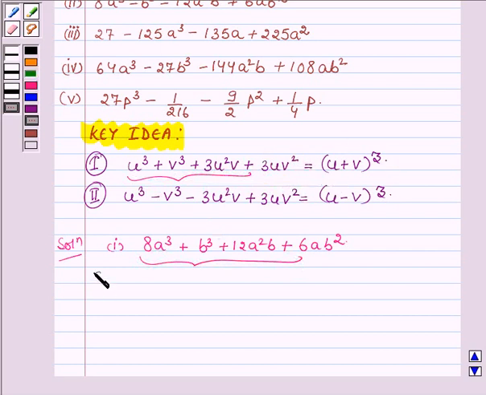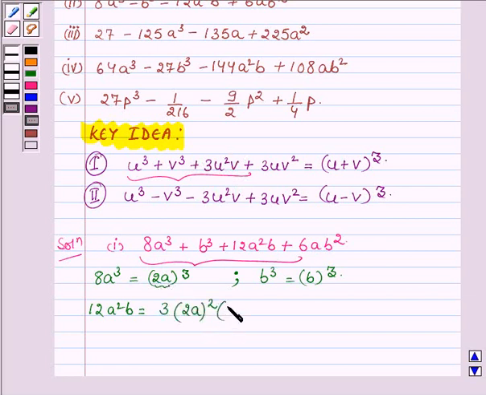So let us start. Now 8a cube can be written as 2a whole cube and b cube can be written as b whole cube and 12a square b we need to write it as 3u square v, so 3 u is 2a square into v is b. And now writing 6ab square as 3 into a, that is 2a into v square. So v is b square.